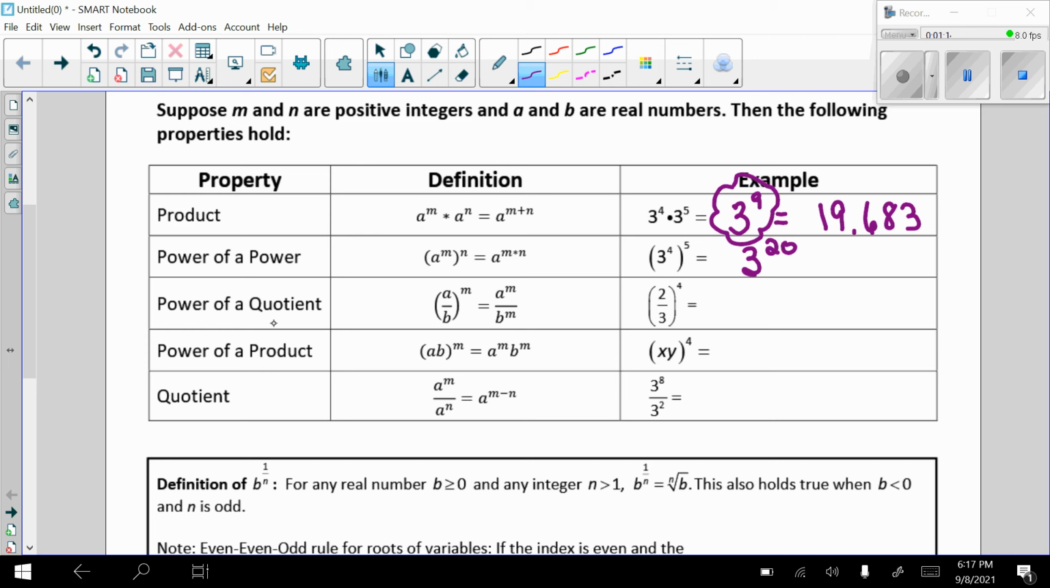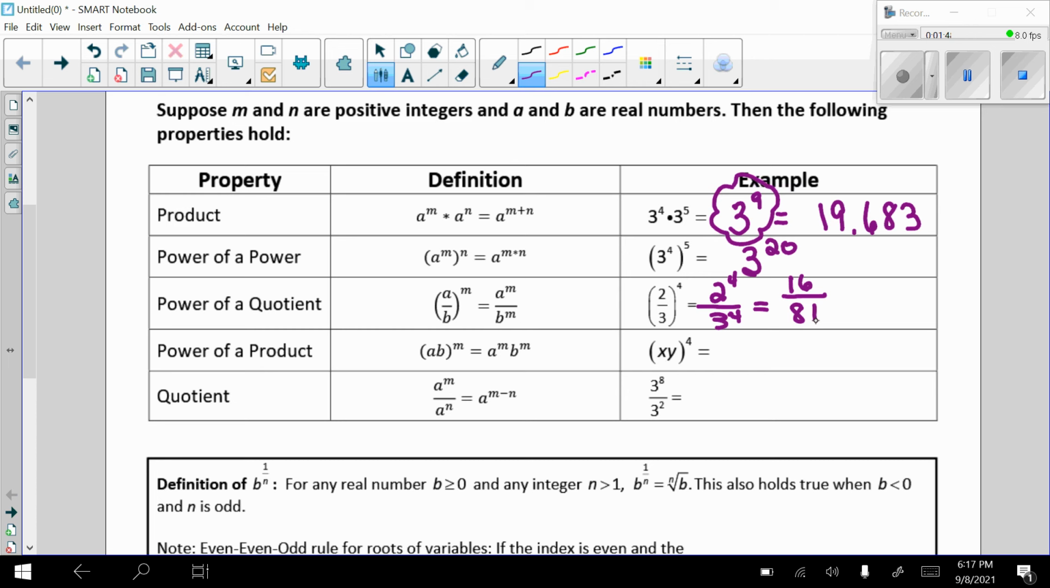Power of a quotient. Basically, if you have a fraction that is being raised to an exponent, you should raise both the numerator and denominator to that exponent. So for our example here, we would get 2 to the 4th divided by 3 to the 4th. Now, in your summer packet, we told you to memorize some of these values. So you should know right off the bat, 2 to the 4th is 16, 3 to the 4th is 81. If you do not know those values, it's time to start memorizing.